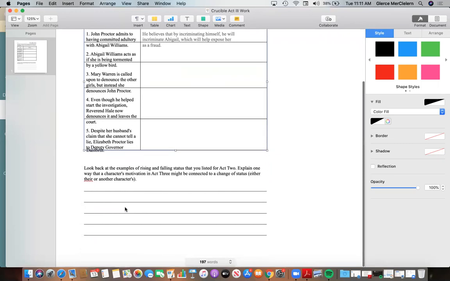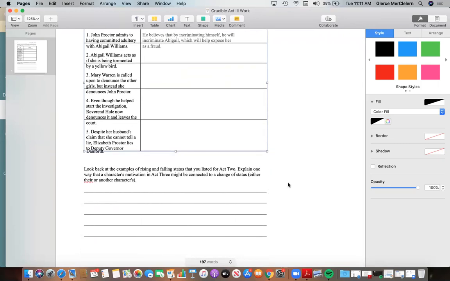And then for the last thing, you're going to look back at the examples of rising and falling statuses on the Act 2 worksheet and explain one way that a character's motivation in Act 3 might be connected to a change of status. And you can either be talking about their change of status or another character's change of status. Does that make sense? Yes, it does. All right.